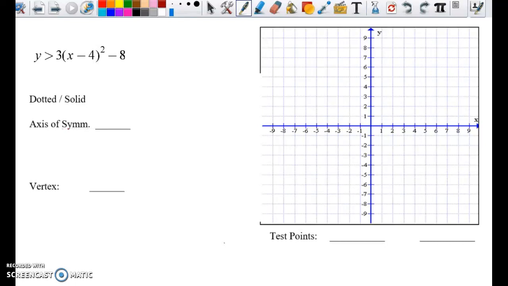Okay, today we're going to continue graphing quadratic inequalities, as well as graph systems of quadratic inequalities. Let's begin by reviewing the 5 steps that we know to graph quadratic inequalities.